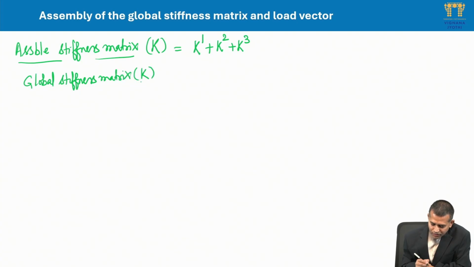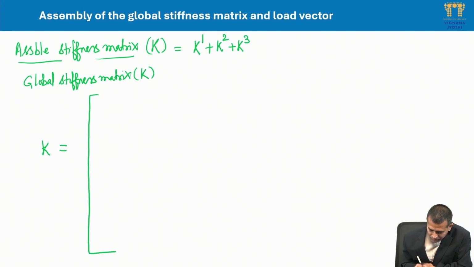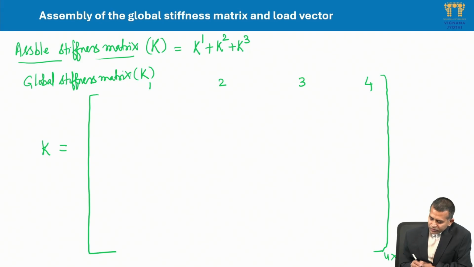So I'll write this K. We know the size should be 4 by 4, so I'm taking a matrix with 1, 2, 3 and 4. I'm just trying to write this size, because the size should be a 4 by 4 matrix. And I can write these terms also here, again 1, 2, 3 and 4.